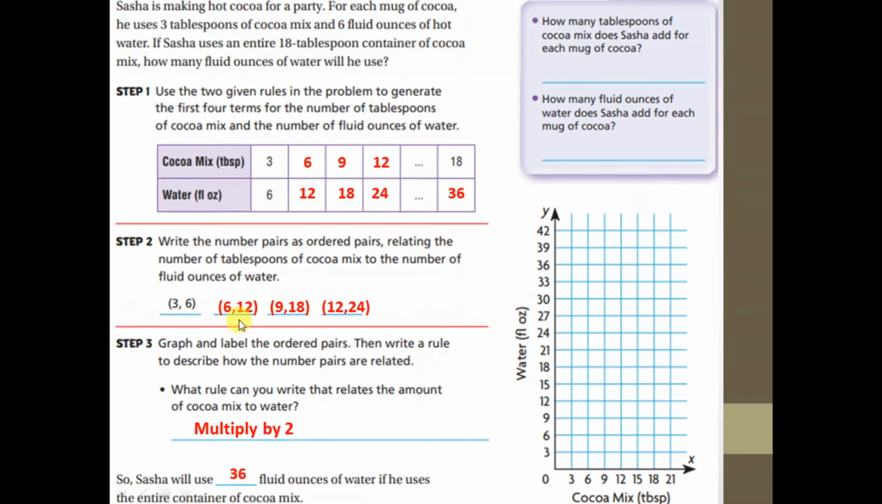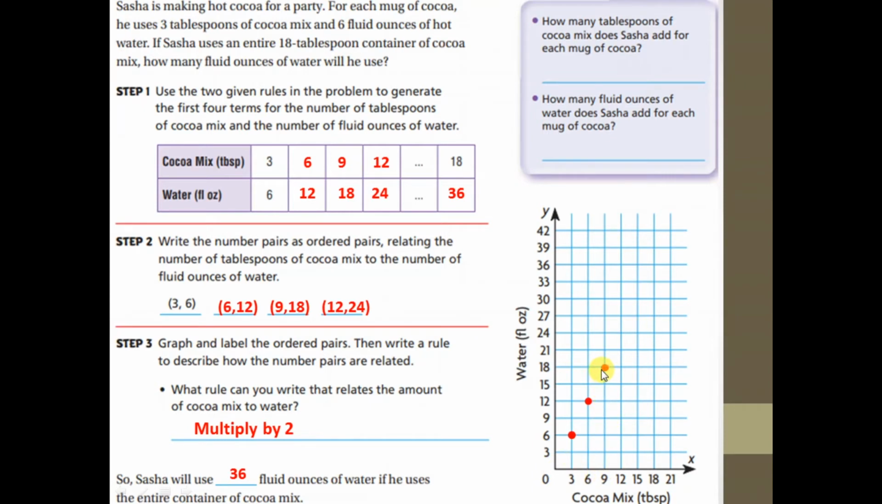And let's start to graph the points here in the coordinate grid. The first point is 3, 6. So we start from the origin, we go to 3, then we go up until 6. The point should be here. Then the second point is 6, 12. So we start from the origin again, we go to the right 6, and then we go up until 12. 9, 18. We start from the origin, we go to 9, then we go up until 18.